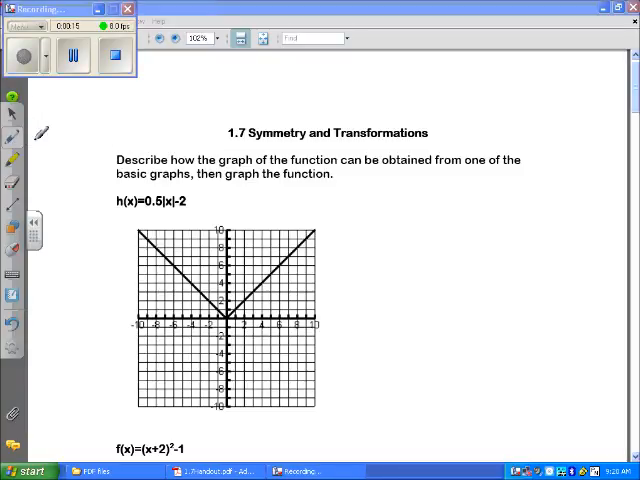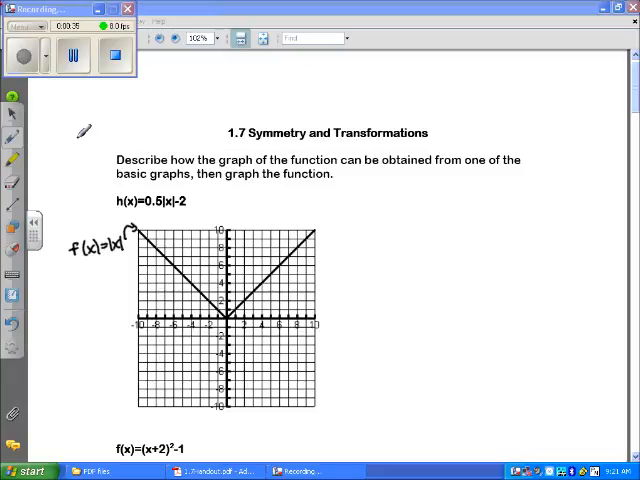If we read through it, it says describe how the graph of the function can be obtained from one of the basic graphs, then graph the function. If we look at this particular example, we can tell it's the absolute value function, which is actually already graphed on our graph paper here. This is the absolute value function already graphed.